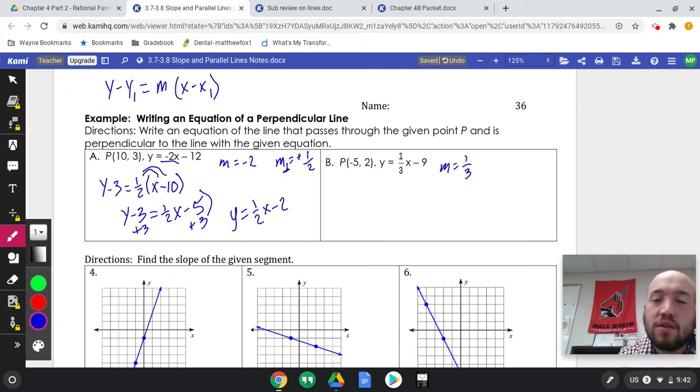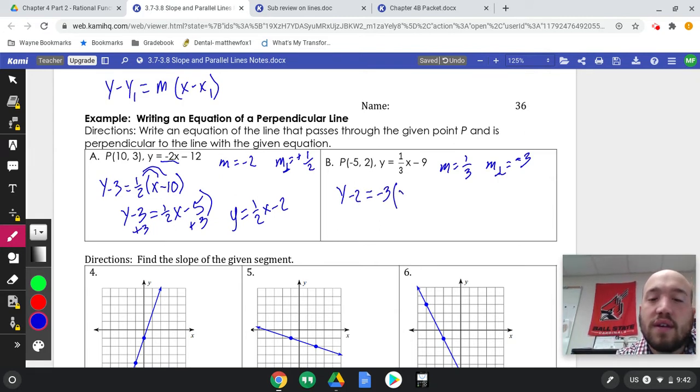Okay, our next one, same approach, except this time the slope is 1/3 on the original, which means if it was parallel, it'd be the exact same. But we're trying to find a perpendicular line. So opposite changes it to negative. Reciprocal of 1/3 becomes 3 over 1, or just 3. So now y minus 2 equals -3 times parentheses x minus -5.